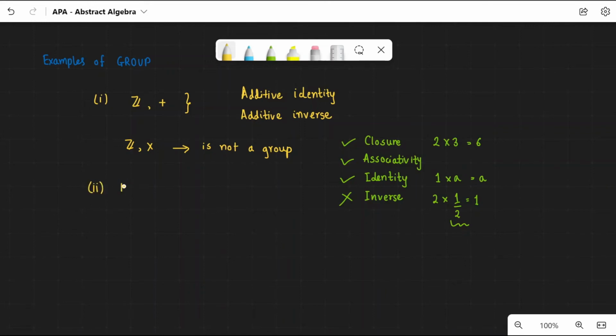Real numbers under multiplication will form a group, and as well as under addition they do form a group. So you can check these four properties for these two cases. You can drop a comment if you face any difficulty in this exercise.